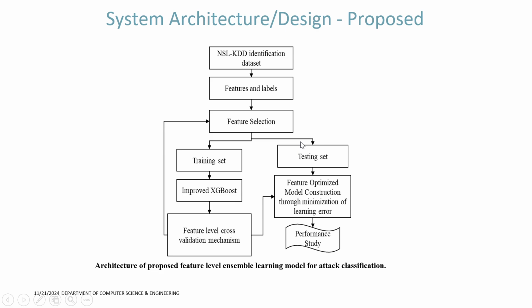Again, one more set is given to the training set from the feature selection, and that is processed with the feature optimization model, and then we get the performance study. So this is how we are able to do that in parallel processing, and we are able to detect the attacks in a faster and more accurate way. This was the proposed method we have presented in this paper.